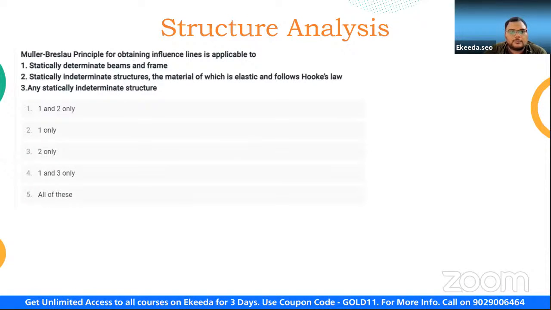Muller-Breslau principle for obtaining influence lines is applicable to. See, there are three options. First option is statically determinate beams and frames. Second option is statically indeterminate structures, the material of which is elastic and follows Hooke's law. Third option is any statically indeterminate structure. So if anybody would like to tell me the correct option for this one.